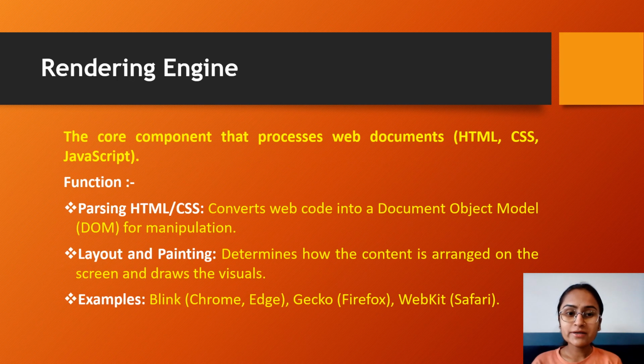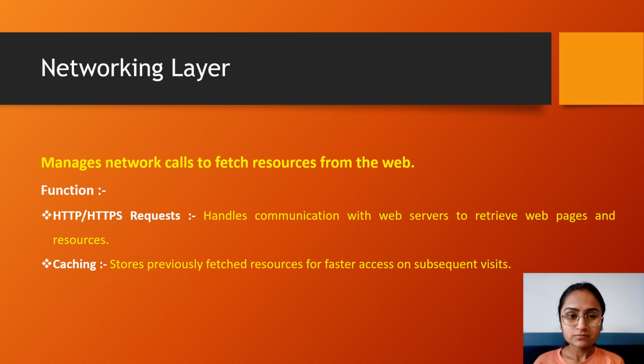Now, let's talk about the rendering engine, the core component that processes web documents such as HTML, CSS, and JavaScript. Its functions include parsing HTML and CSS and converting the web code into a document object model, which is the DOM model, for manipulation. Then layout and painting determine how the content is arranged on the screen and draw the visuals. Its examples include Blink, Gecko, and WebKit.